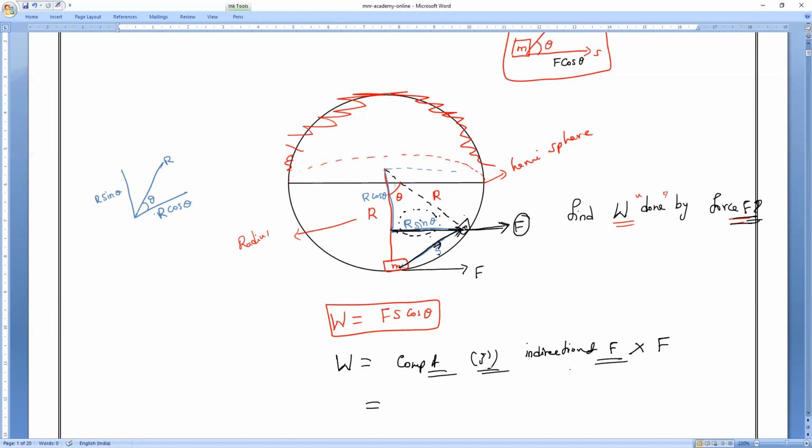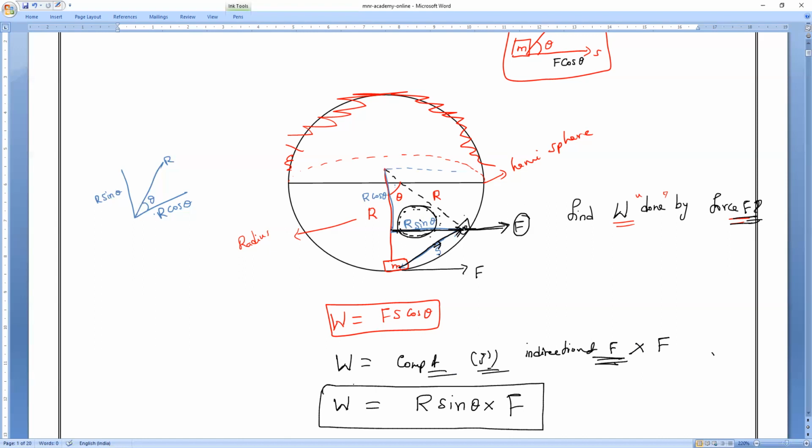Component of displacement in the direction of force into force. So work done is equal to force times the component of displacement in the direction of force. What is the component of displacement in the direction of force, everybody? R sin theta. So work done by the body is R sin theta into force. That is what will be happening.